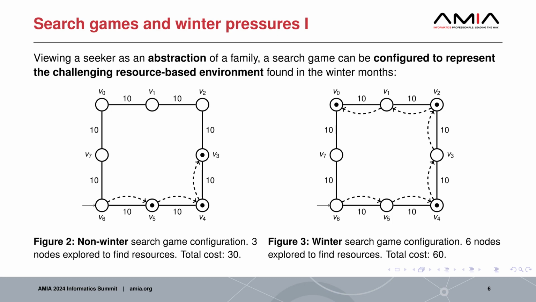We could imagine the game that we saw at the beginning, this simple game requiring 3 hops in order for the seeker to find their resources or hidden objects, as representing the non-winter months, because this is a relatively straightforward resource collection task. Whereas we can imagine this second game here on the right, where resources are hidden at the edges of the graph, thus requiring the seeker to make many more hops with a much higher cost. We can see this as reflecting the winter months, where acquiring resources is much more of a challenge.